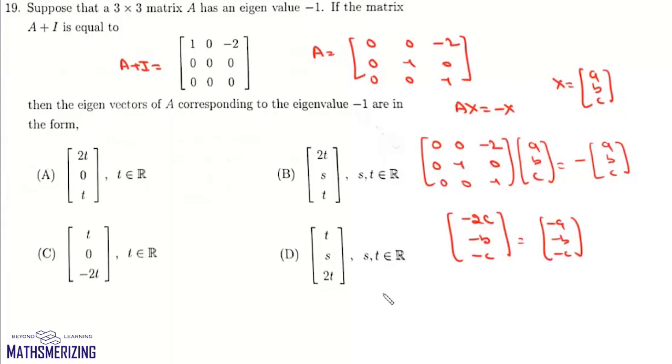Now we compare the two matrices, we'll get a equals 2c. Now in this case, b can take any value and a must be equal to 2c. So if c is t, then a must be 2t and b can take any real value. So that means the answer to this question is this option B.